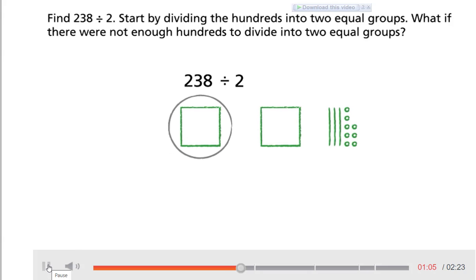Start by dividing the hundreds into 2 equal groups. What if there were not enough hundreds to divide into 2 equal groups? What if we don't have 2 or 4 to divide by 2 or 6 to divide? What if we need to divide 500 by 2? What should we do in this case, my heroes?